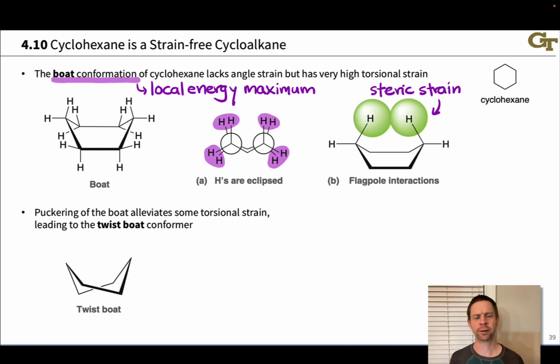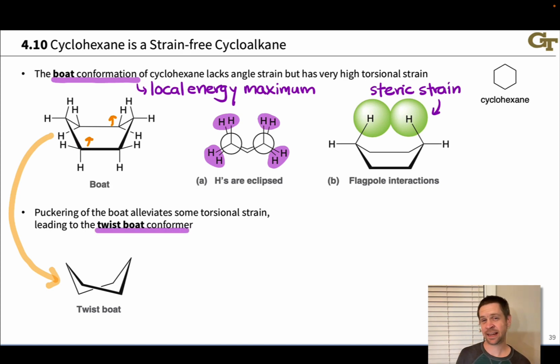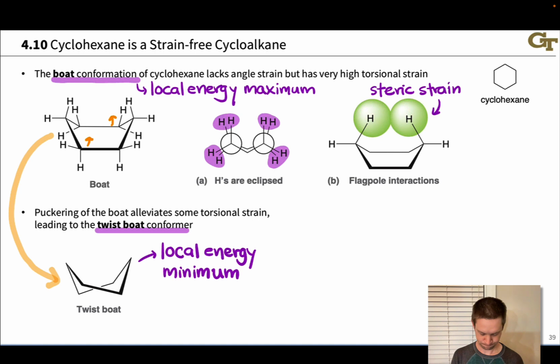Now, being a local energy maximum, this is going to adjust itself somehow to get down to a lower energy structure. What happens from the boat is a puckering or a twisting of the front and back bonds to create what's called the twist boat structure. So there's some torsion that goes on here at the indicated bonds, and we end up at the twist boat. And the twist boat is not as stable as the chair form, but nonetheless, it's a local energy minimum.